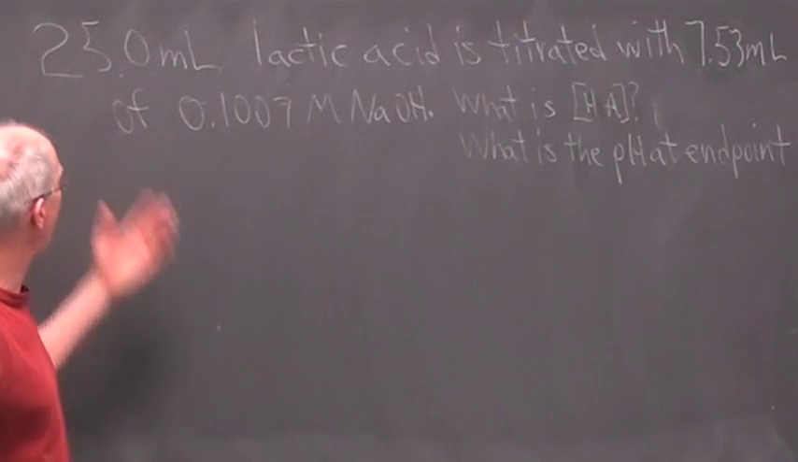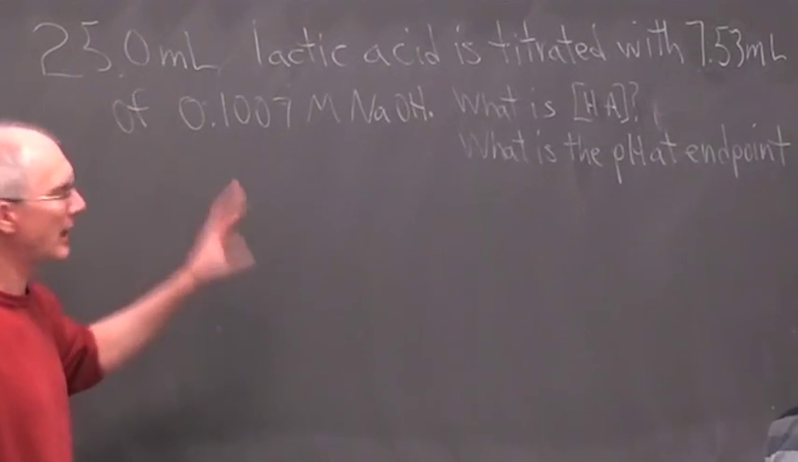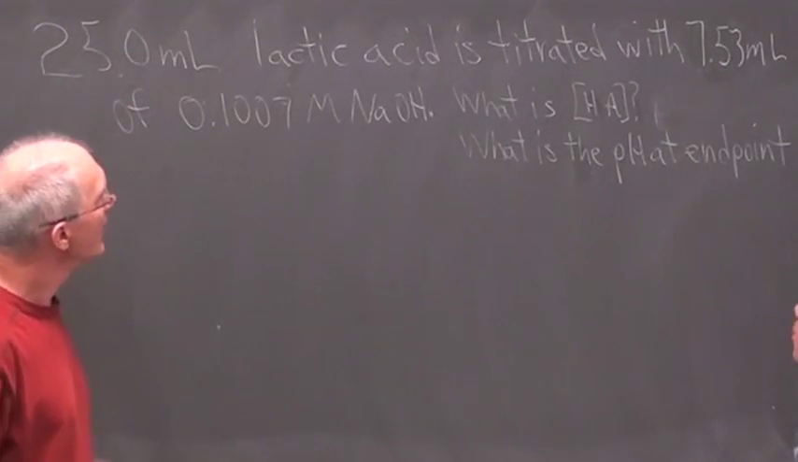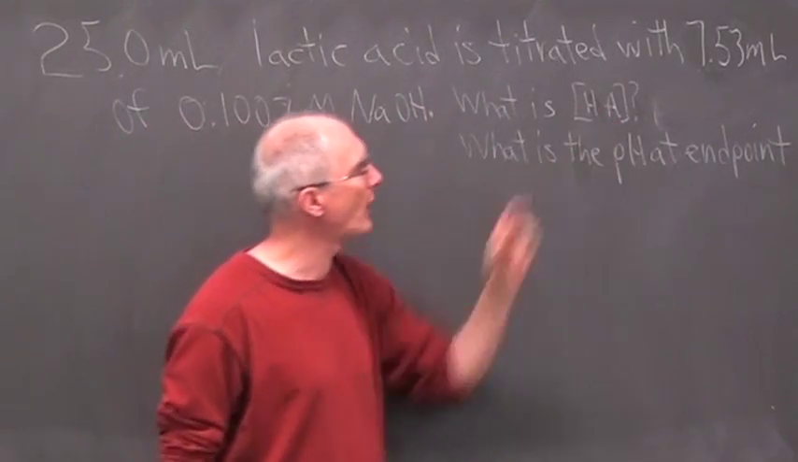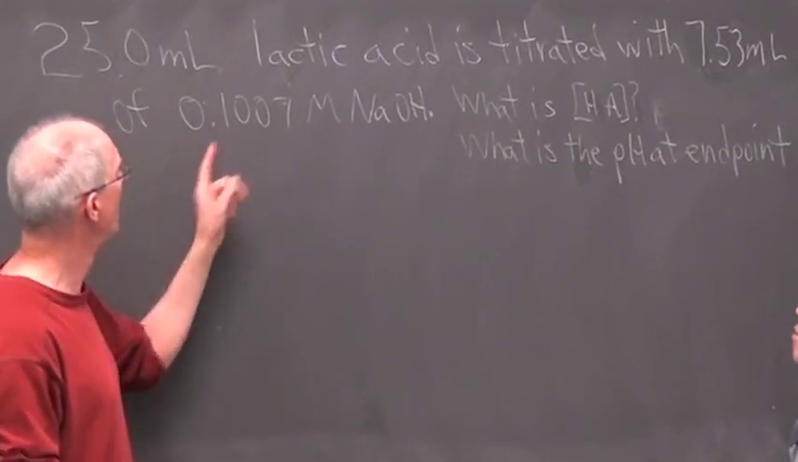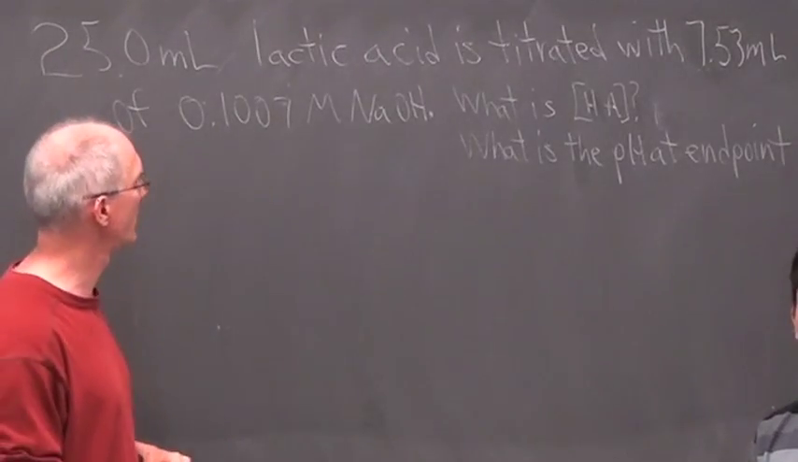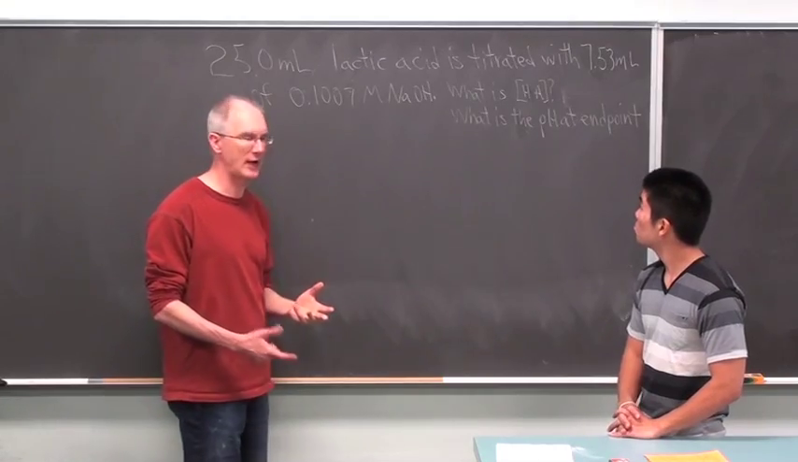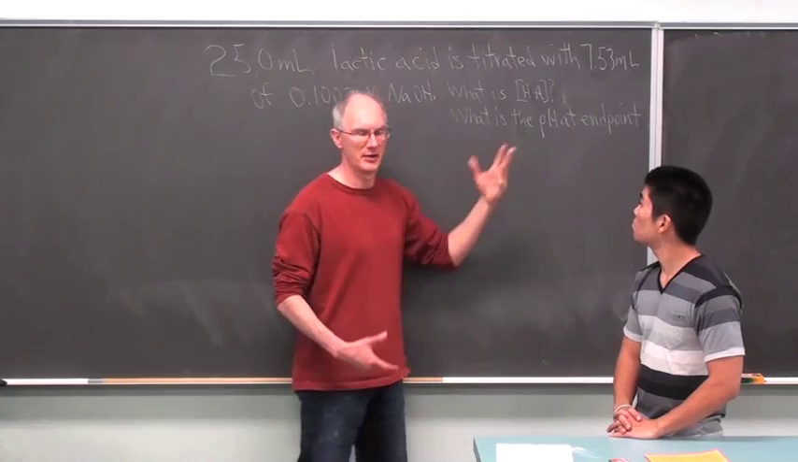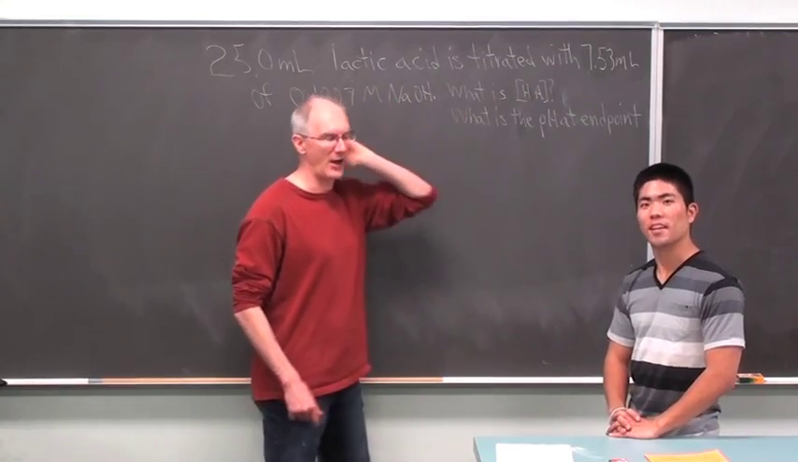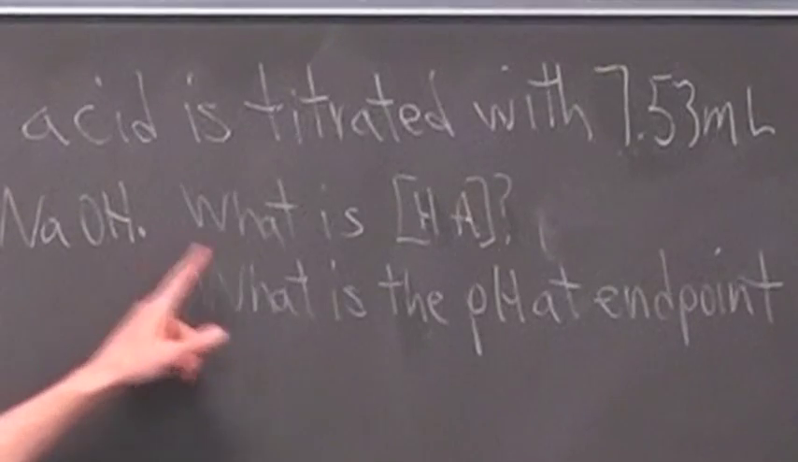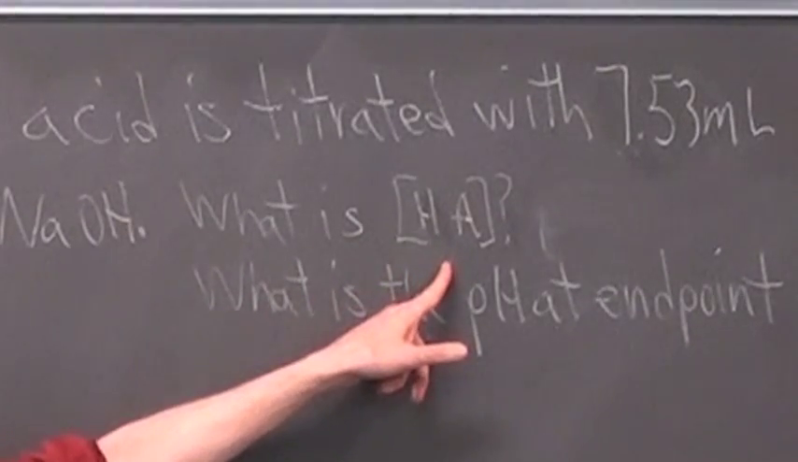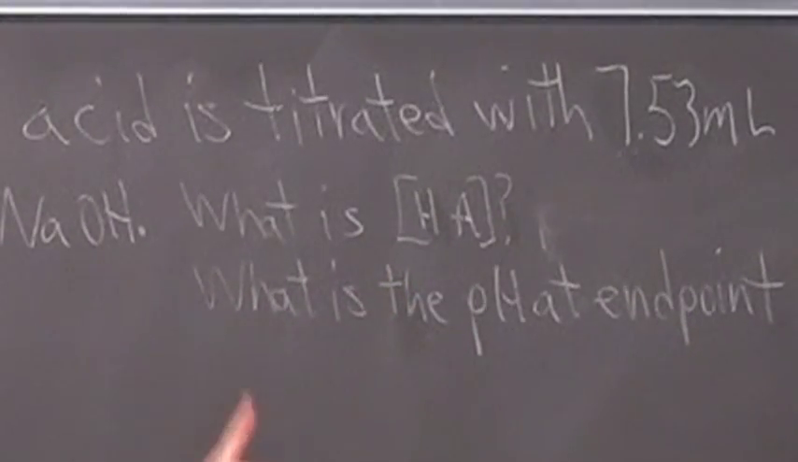We have a sample that's 25 milliliters, and it has some lactic acid in it. We're going to find out the concentration by titrating with 7.53 milliliters of 0.1007 molar sodium hydroxide. Of course, before we do the titration, we don't know what the volume is, but they did. That's what they found. So the two questions are, what is the concentration of HA? And the second is, what's the pH at the end point?